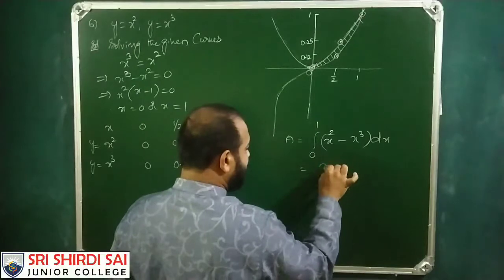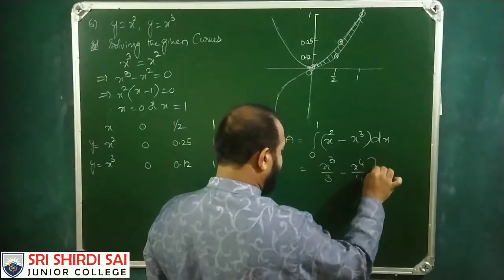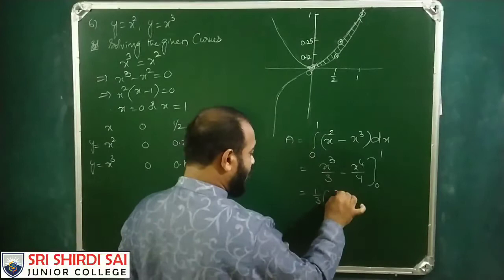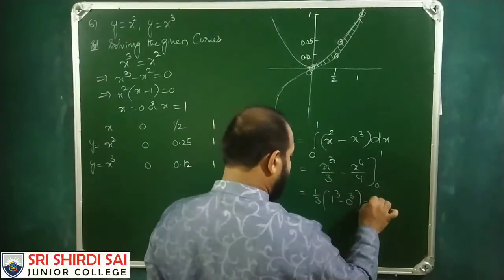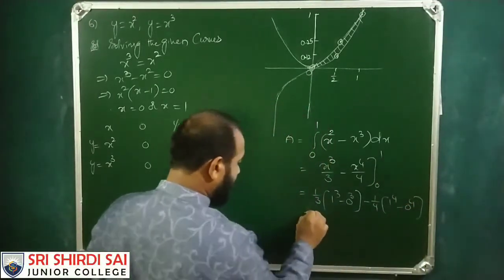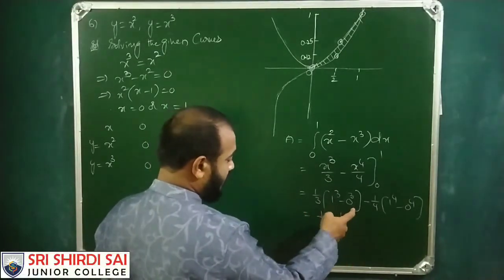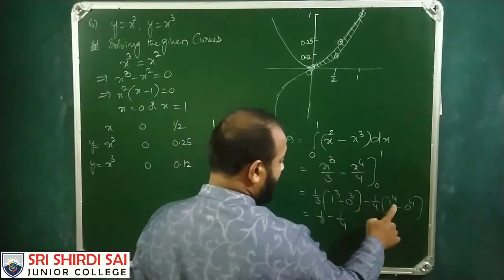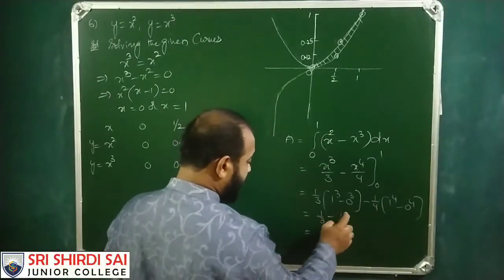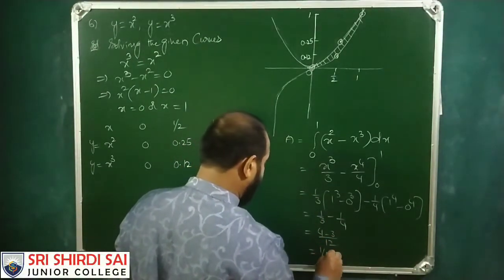Integral of x square dx is x cube by 3. Integral of x cube dx is x power 4 by 4. Process is over, 0 to 1. So 1 by 3 times (1 cube minus 0 cube) minus 1 by 4 times (1 power 4 minus 0 power 4). So 1 by 3 minus 1 by 4. 1 cube is 1, 1 minus 0 is 1, into 1 by 3. 1 power 4 is 1 minus 0, into 1 by 4. So (4 minus 3) by 12. So answer is 1 by 12.